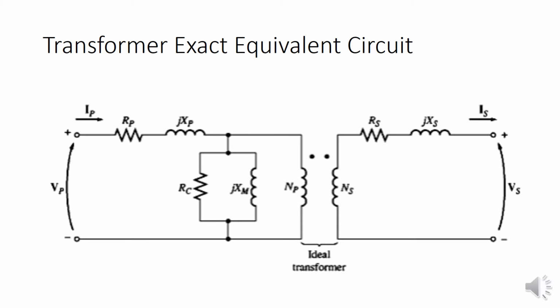So as you can see in here, the input voltage is Vp, or the primary voltage, and the input current is Ip, and the output voltage is Vs, and the output current is Is. So this transformer equivalent circuit is made considering the losses of the transformer.